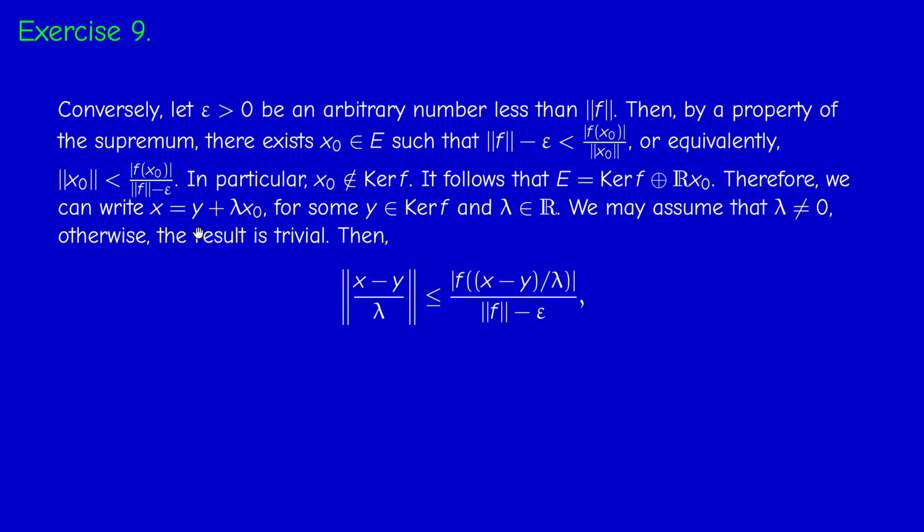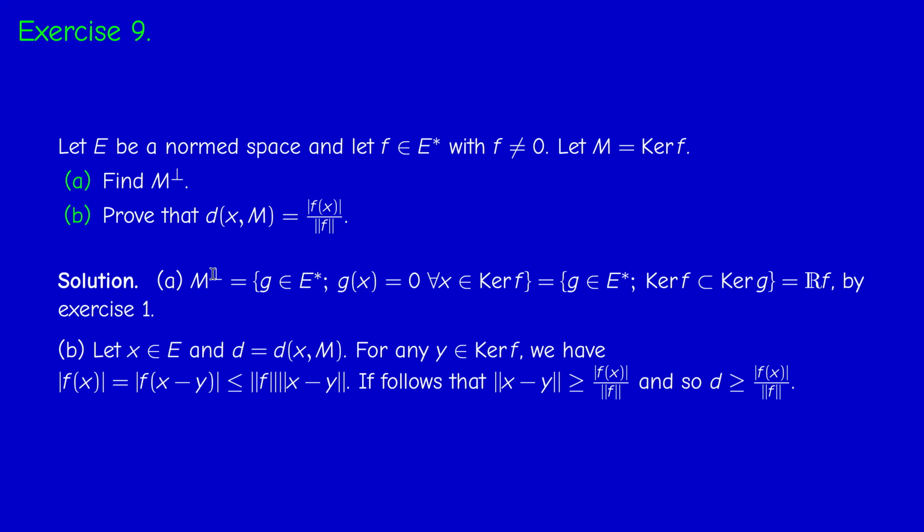Now, we distinguish between two cases, because we have to prove that the distance between x and M is given by this formula, and this is true for every x. There's a trivial case actually in this formula. If x is in M, or in the kernel of f, then this distance is 0 and this is 0. So this is really a trivial case. So this equation is true if x is in M. Therefore we have to prove it only for x not in M.